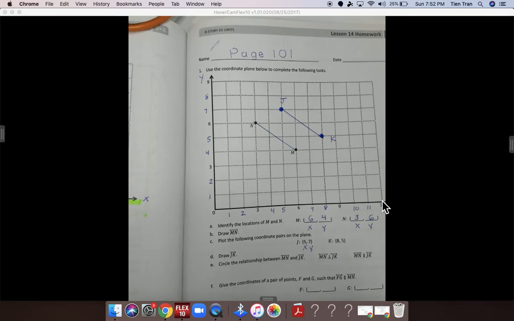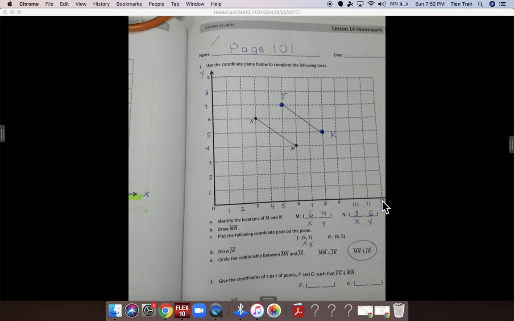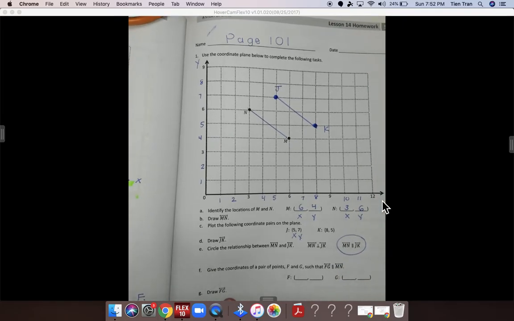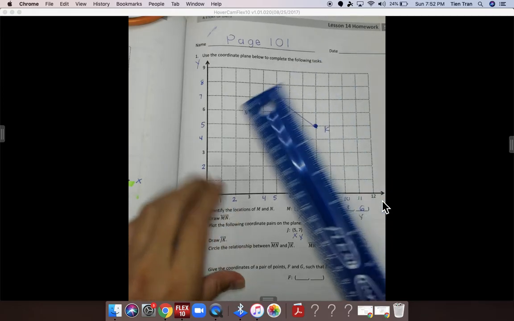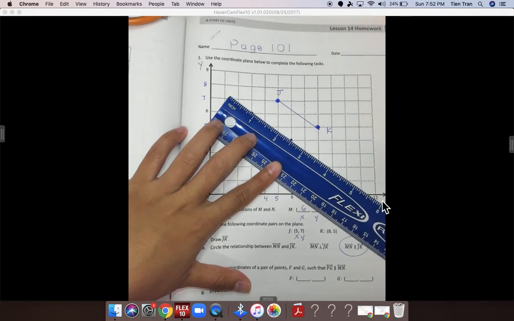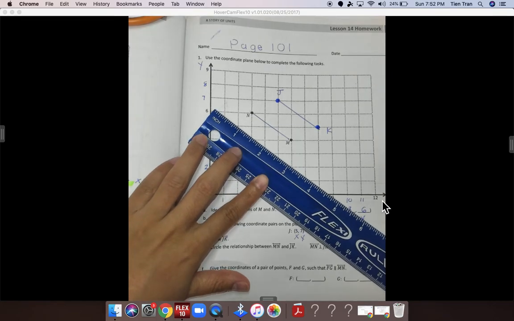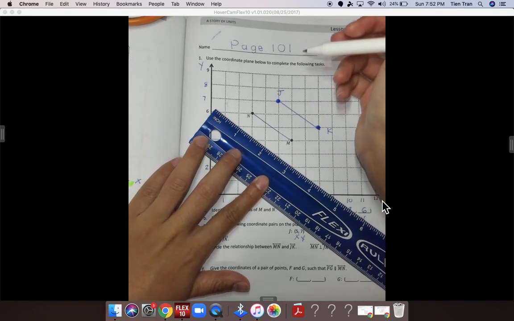And they ask you to circle the relationship between MN and JK. And if you notice, they are parallel. So I'm going to circle this one that says parallel. And then it says, give the coordinates of a pair of points F and G such that FG is parallel to MN. So I'm going to find another coordinate that is parallel. I'm just going to move 1 over.